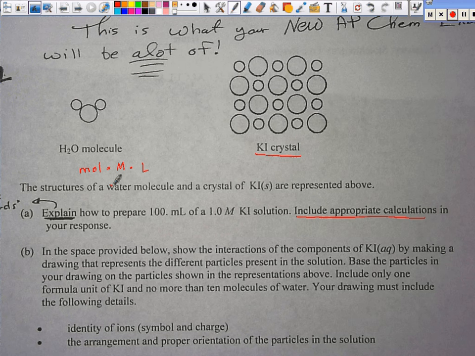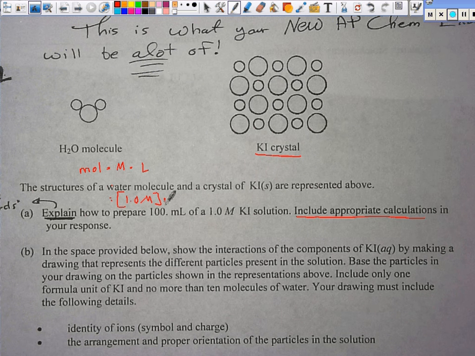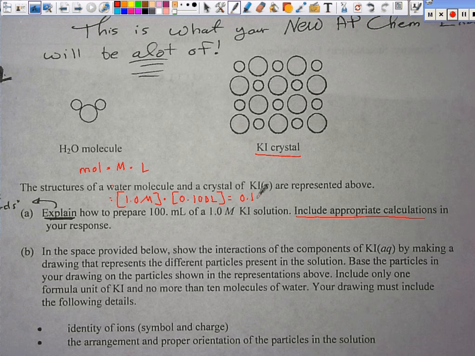Absolutely. So 0.1 molar times, now, can I leave that in 100 milliliters? No. So 0.100 liters. So how many moles is that? Thank you. So 0.0100 moles of KI. Now, I need what? Grams. Very good. So I'm going to need grams next.